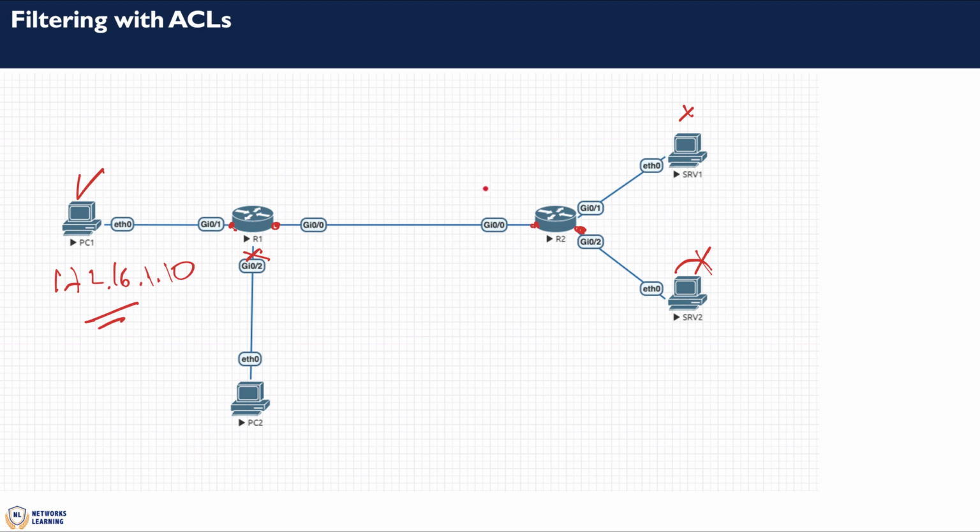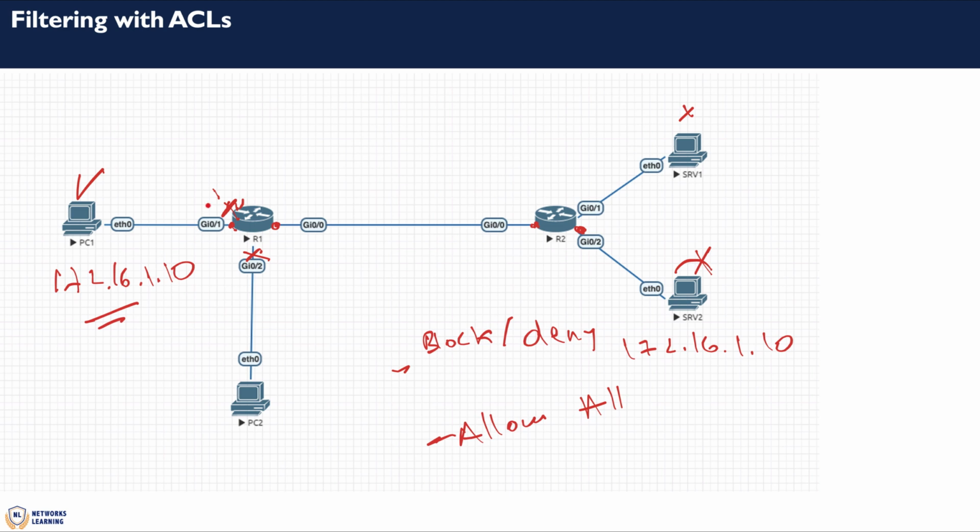So how should my access list look, for example? It would be something like block or deny 172.16.1.10 and then allow all. So it's two statements. So let's have a think. If I put my access list at this point here, ingress, what would happen?